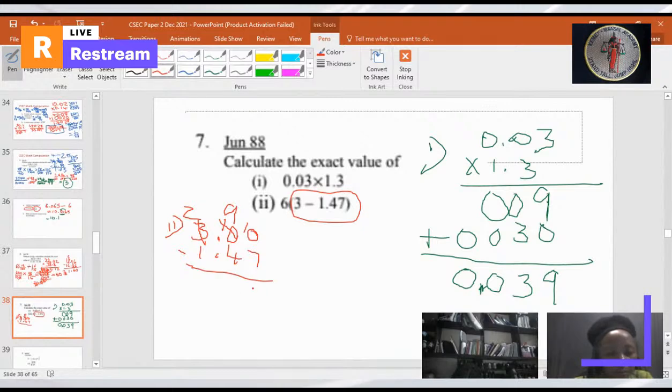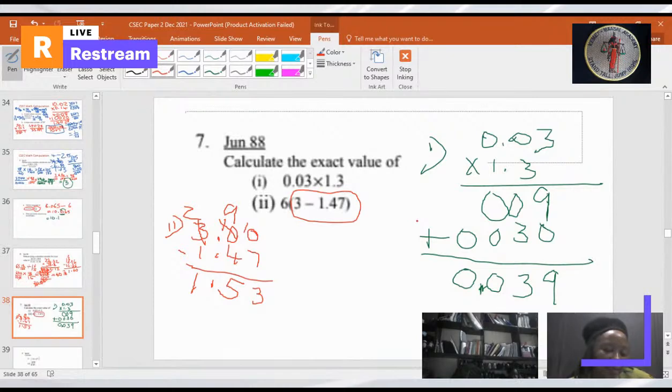So what do we have here now? You would say 10 minus 7, that's 3. And then you'd say 9 minus 4, that's 5. And then 2 minus 1, that's 1. All right.